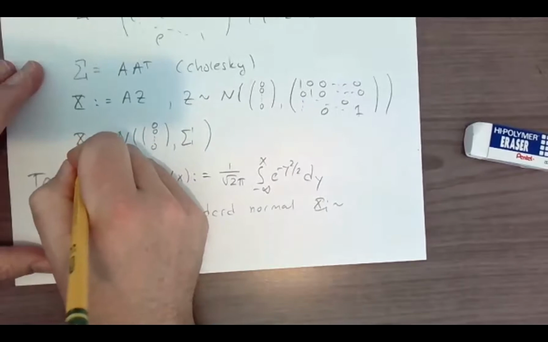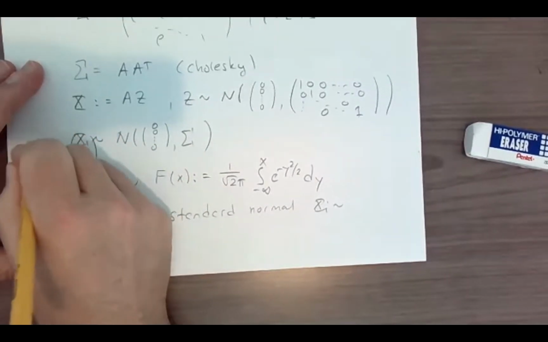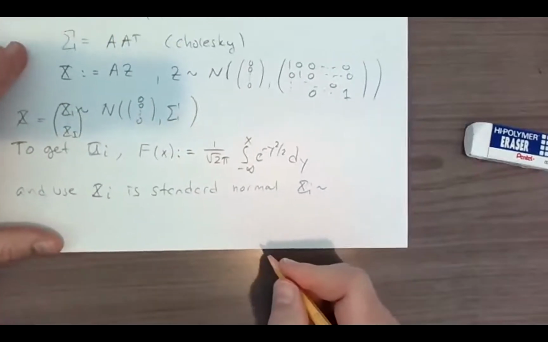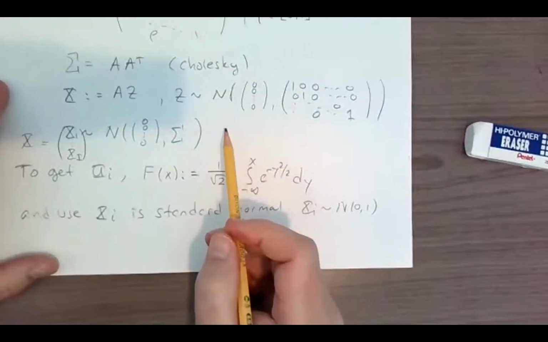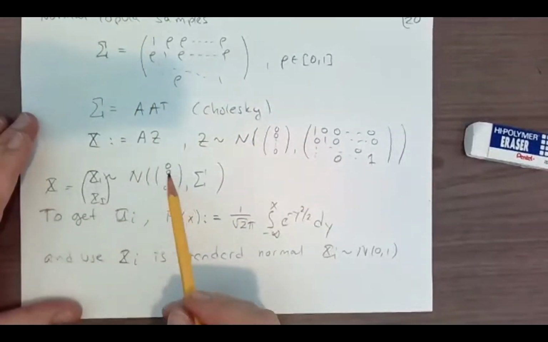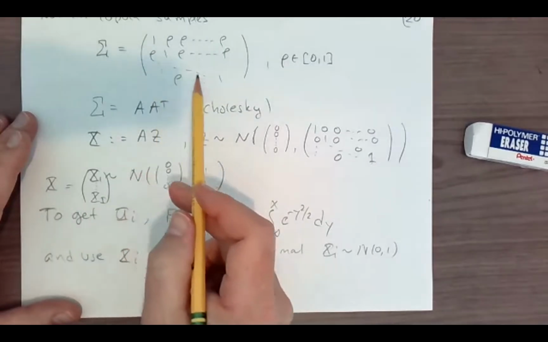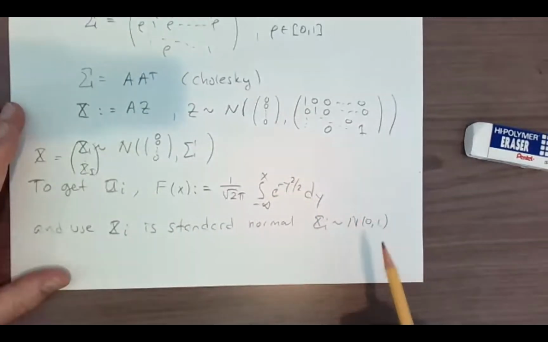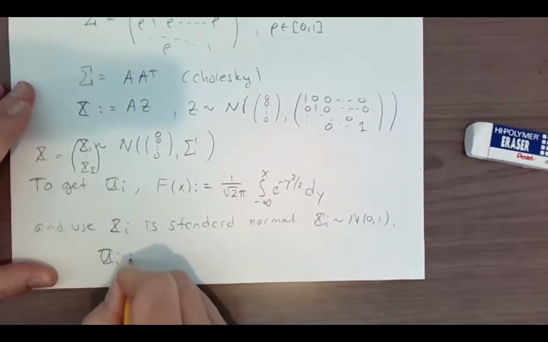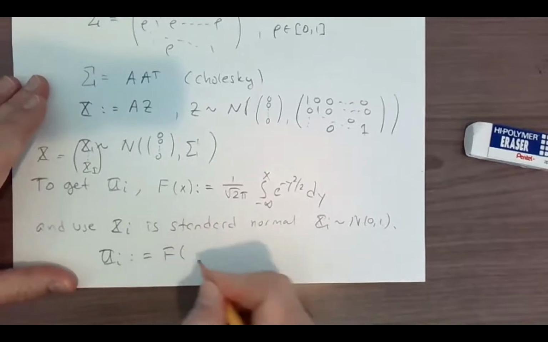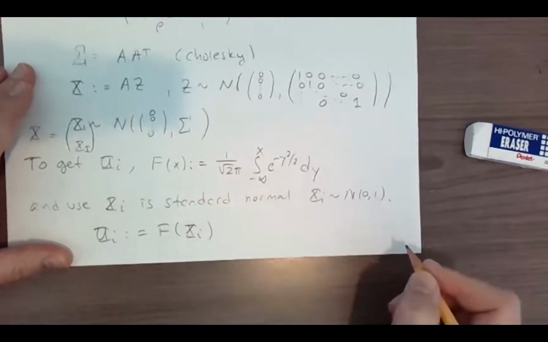Your X1 down to Xi. This is what I mean by X. Xi is standard normal, meaning mean 0, variance 1. And you can see that inside here they all have mean 0. The variance covariance matrix has ones on the diagonal, so that's this one we get here. Then your Ui is simply F, this distribution function, composed with Xi.